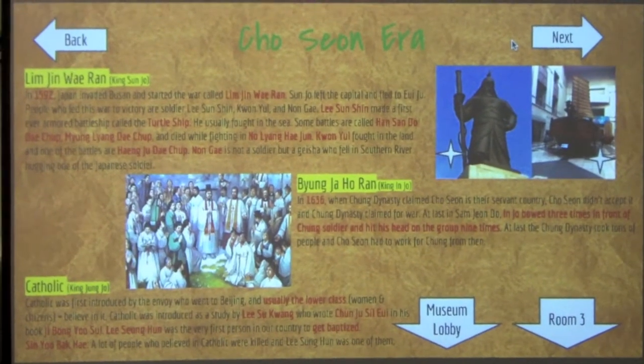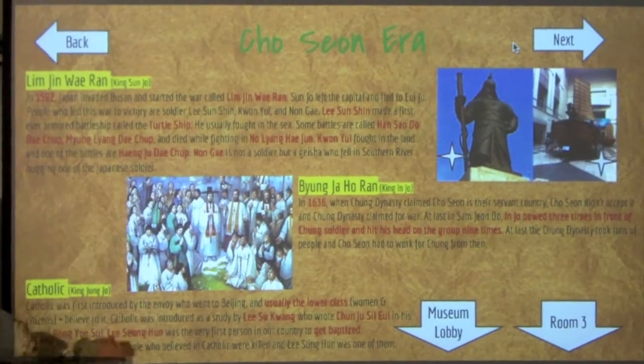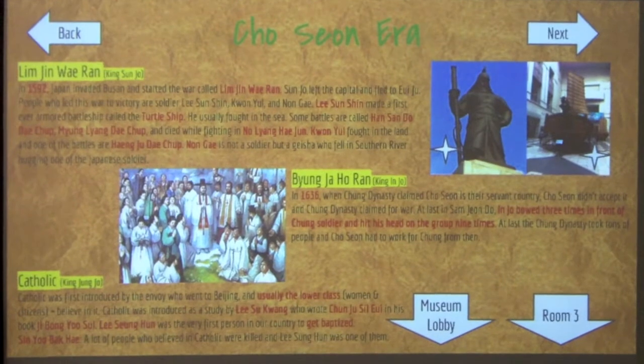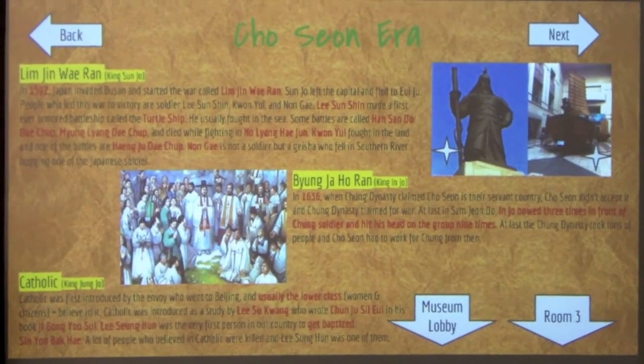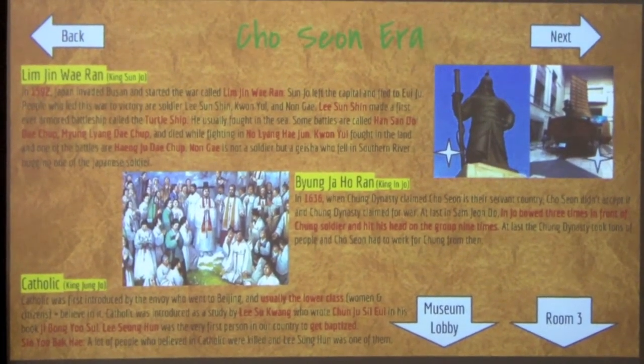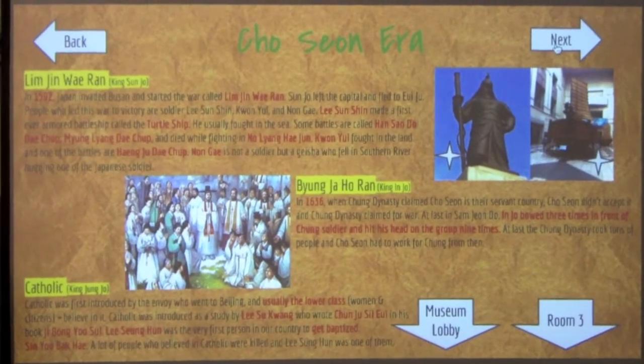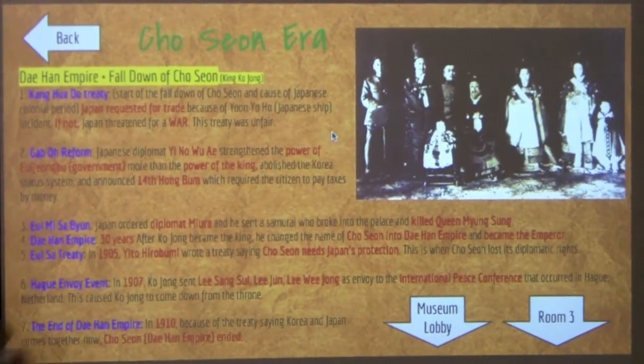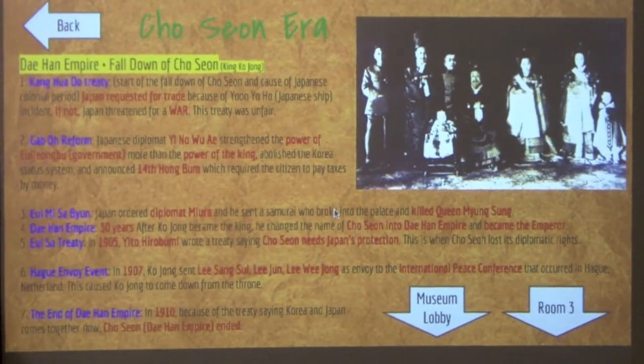And the next slide has a battle like Imjinwaeran and people who contributed to this battle, like Yi Sun-sin, Kwon Yul, and Nongae, who are very important. It has some battles like Hongjagoran and its religion, Catholicism. And the last slide about the Joseon era is its fall and its Daehan Empire.